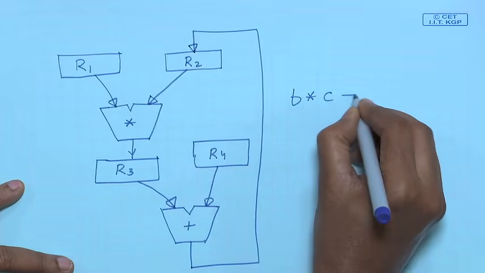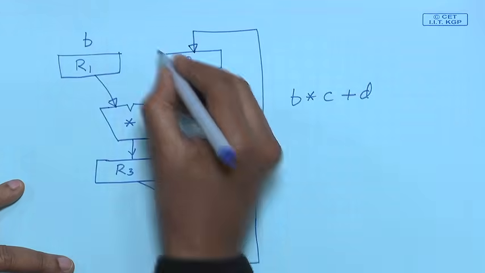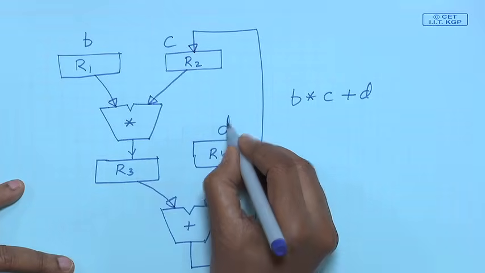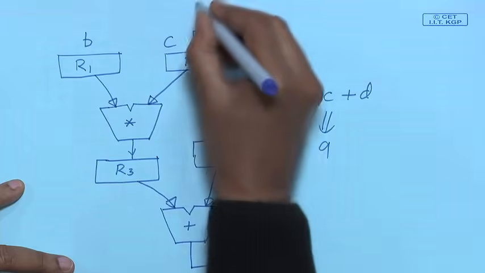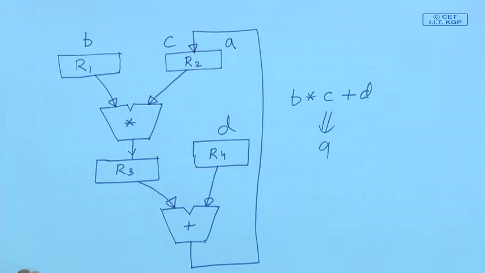into C plus D, where B would be stored here, initially C would be stored here, they would get multiplied, then added with D, and the result will be stored in A, which again would be stored here. I will also store A in this register. Okay. So, this is an example of a register level design.